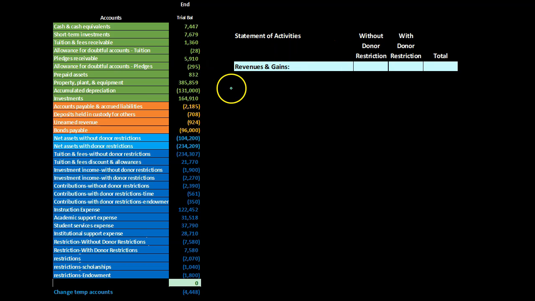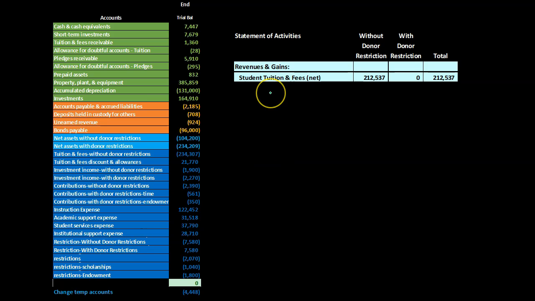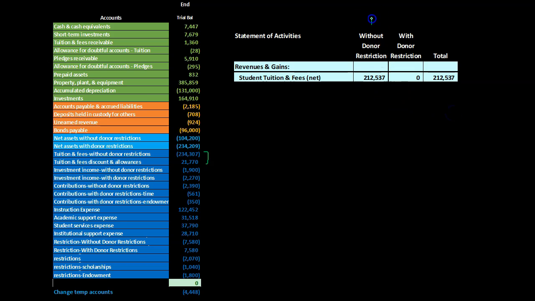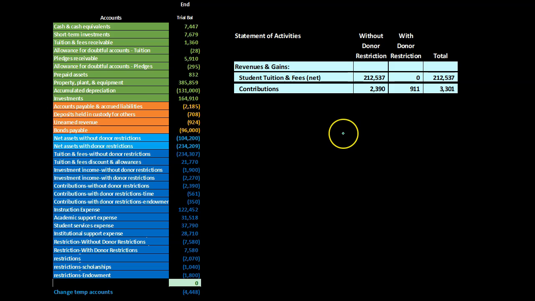We're going to start with the revenues and gains. Revenues and gains, we have the student tuition and fees, and note this is going to be net. So that's going to be these 2 down below. This has a credit balance. This is our major kind of revenue or income amount. We're going to say that we have the 234,307 minus the tuition and fees discount and allowance of the 21,770. That's going to provide us with the 212,537. That's all without donor restrictions. We don't have anything within the restrictions, therefore the total being that 212,537.